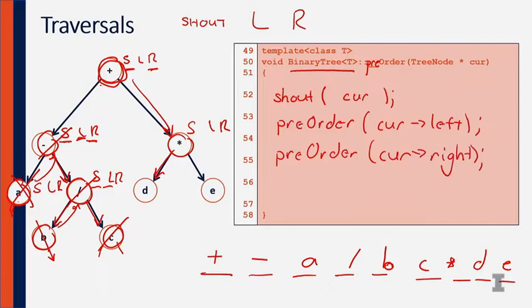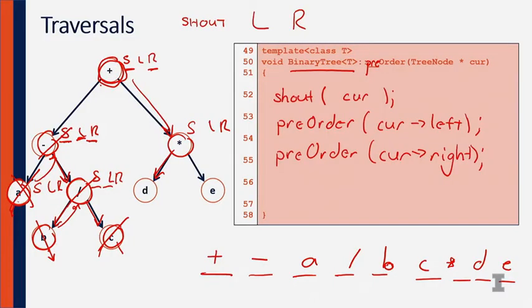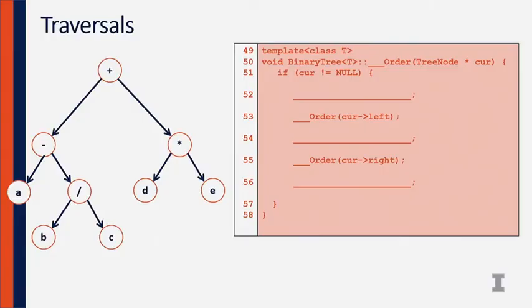The final thing we need to do is make sure we do a null check to ensure that we don't ever have a null pointer exception when we shout out cur or when we visit cur left or cur right. To do that, we simply add our null check around this entire function. If cur does not equal null, we run all of this code. Awesome. We have a pre-order traversal, and I think you'll be able to find out exactly how an in-order and post-order traversal works. But let's go ahead and check them out.